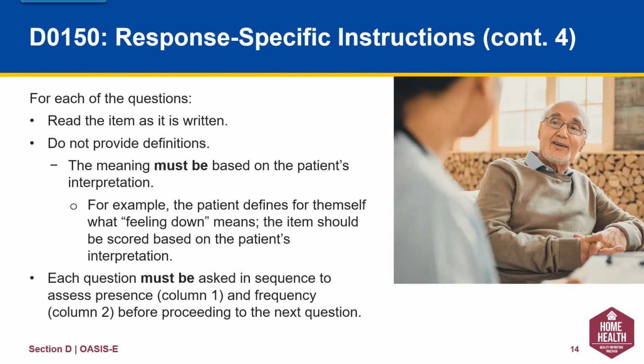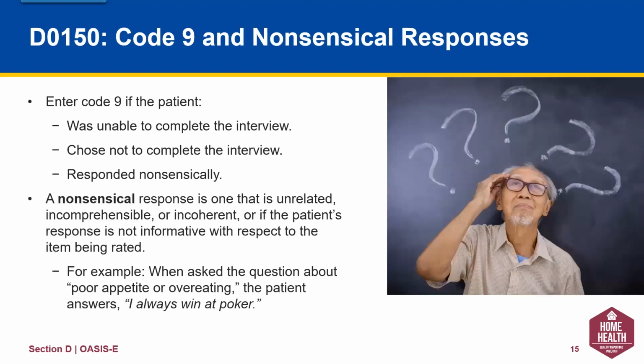Each question must be asked in sequence to assess presence, column 1, and frequency, column 2, before proceeding to the next question. Enter code 9 if the patient was unable or chose not to complete the interview or responded nonsensically. A nonsensical response is one that is unrelated, incomprehensible, or incoherent, or if the patient's response is not informative with respect to the item being rated. For example, when asked the question about poor appetite or overeating, the patient answers, "I always win at poker."